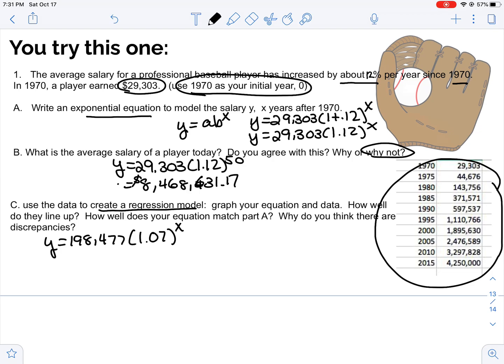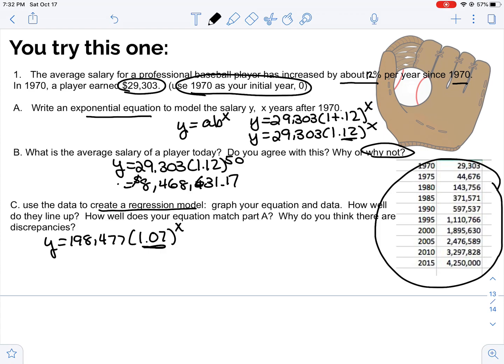Okay, so how well did they line up? I would say it lined up okay, fairly well. The growth rate between the two is definitely a little off. This was 7% and this was 12%, so it's off by about 5%. I would say one of the big reasons for the discrepancies is that it was going from such a small amount to such a large amount over a long period of time, so then that model tends to get off a little bit more.